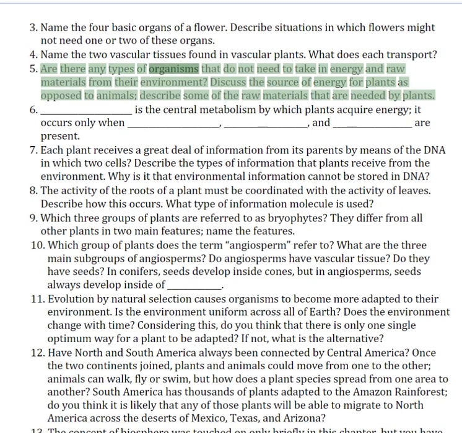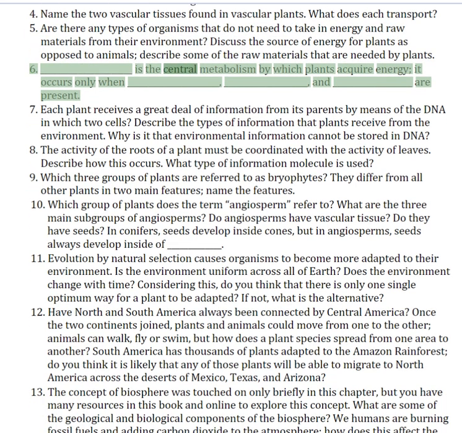5. Are there any types of organisms that do not need to take in energy and raw materials from their environment? Discuss the source of energy for plants as opposed to animals. Describe some of the raw materials that are needed by plants. 6. ___ is the central metabolism by which plants acquire energy. It occurs only when ___ and ___ are present.